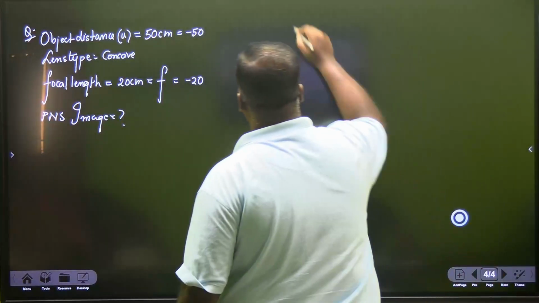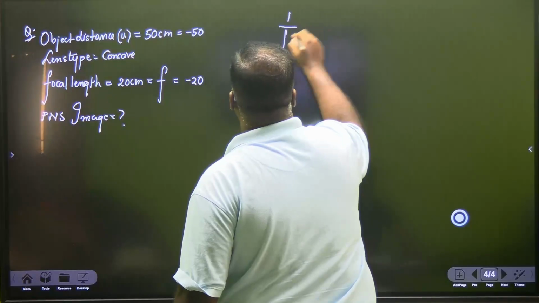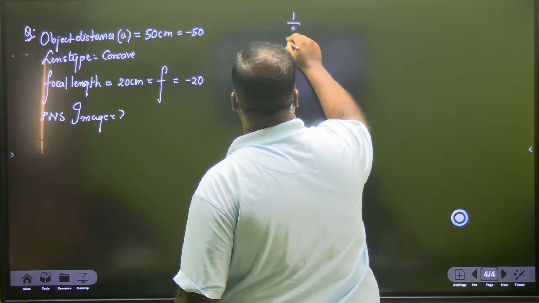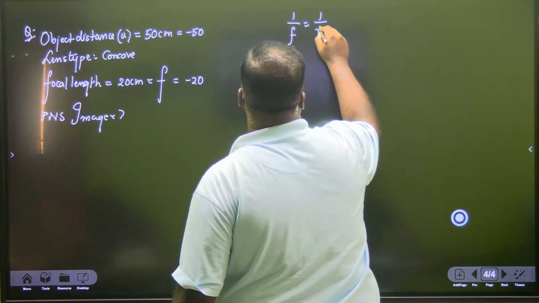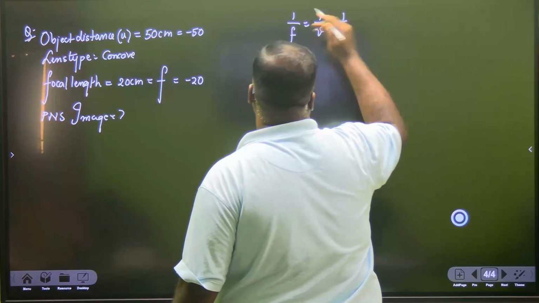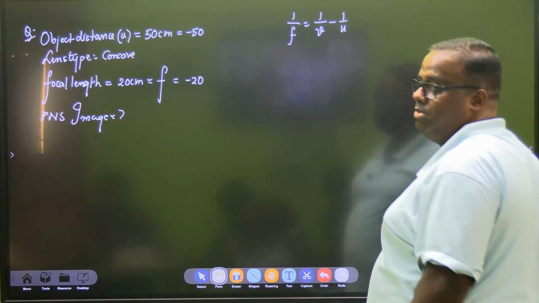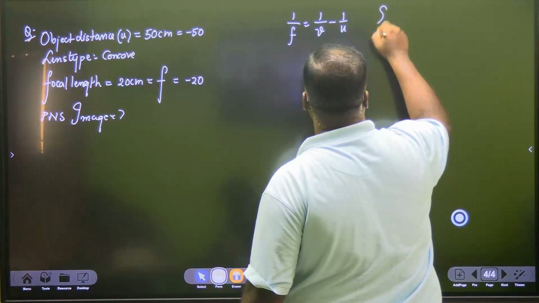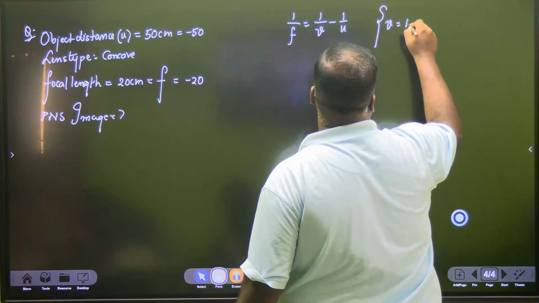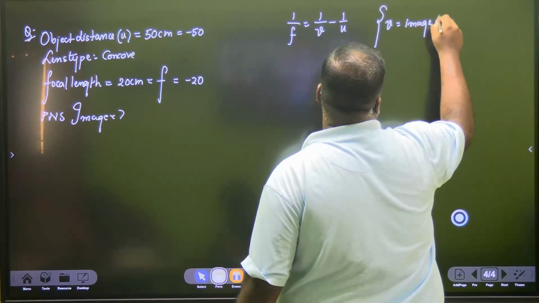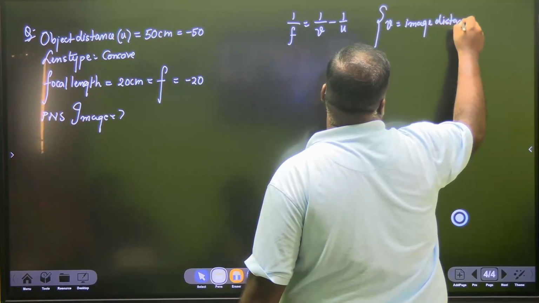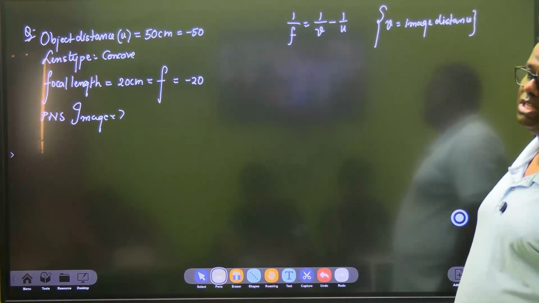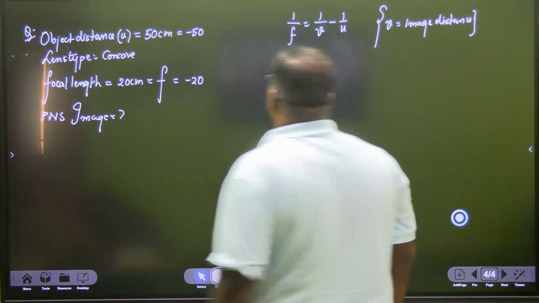So fine, we use our lens formula. Our lens formula is 1 upon F is equal to 1 upon V minus 1 upon U. The lens is concave, so F is negative, and V is the image distance, which we have not defined yet. Children, in this problem, the image distance must come negative. Yes or no? Yes. Let's see.